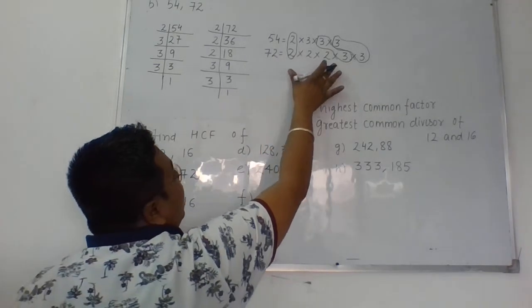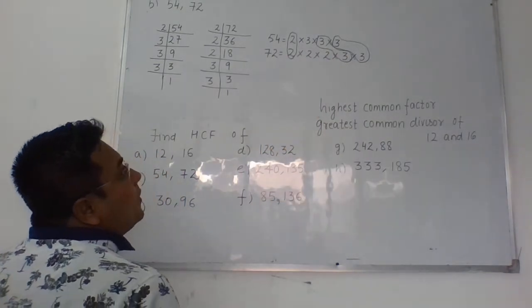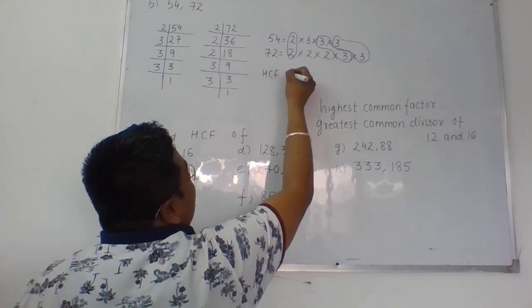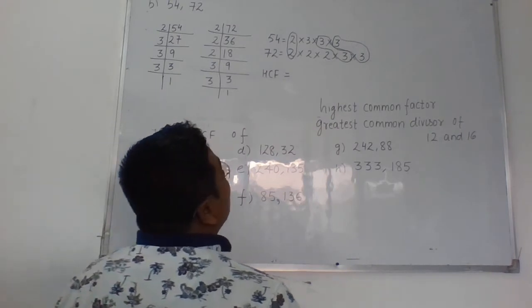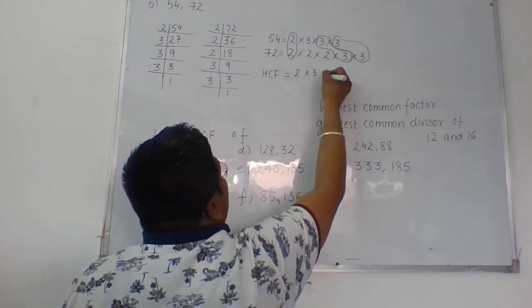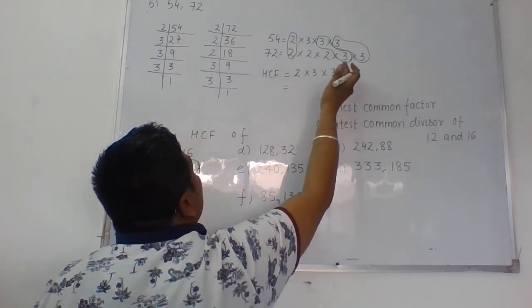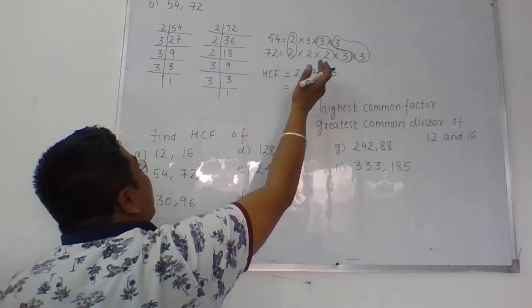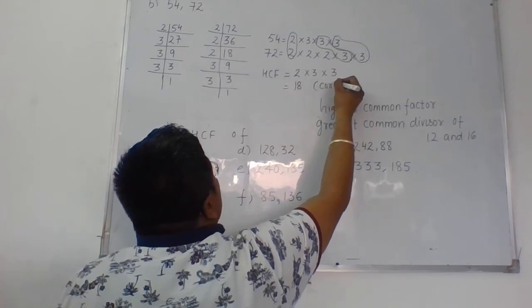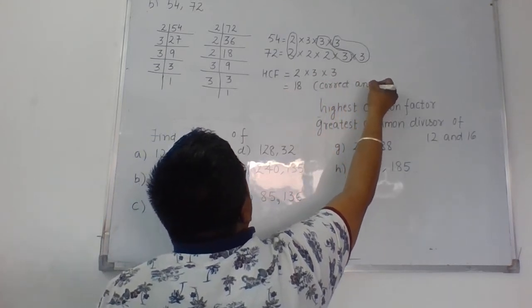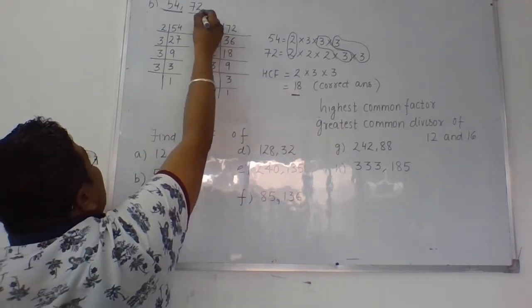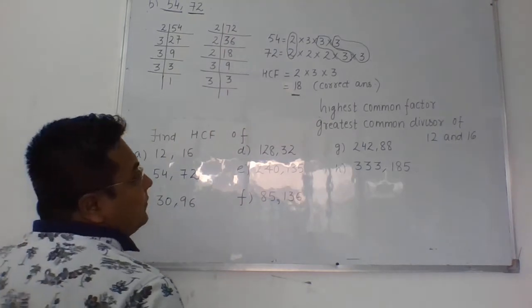Students, you can note that no other factor is common in both. So HCF is calculated by multiplying the common factors. So 2 is a common factor, 3 is a common factor, again 3 is a common factor. So we multiply 3 multiplied by 3 gives you 9, 9 multiplied by 2 gives you 18. So 18 is your correct answer. So 18 is that largest number which divides 54 and 72 exactly.